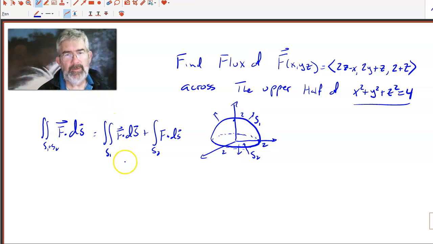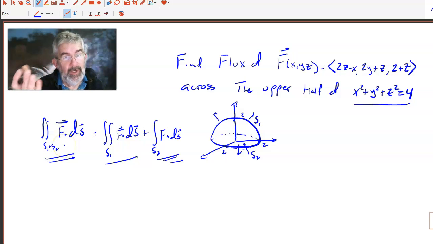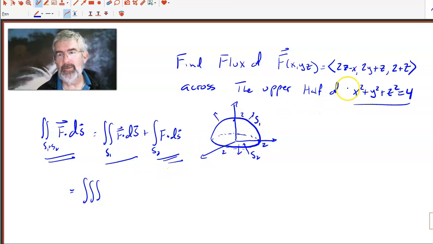Now, I want just this one. What I'm going to do is I'm going to use the divergence theorem to calculate this, and then I'm going to just do the surface integral for this one and subtract to get the one I actually want. Because the divergence theorem tells me that this integral over the whole surface, the sphere and the bottom flat piece, is equal to the triple integral of the divergence of this vector field here.